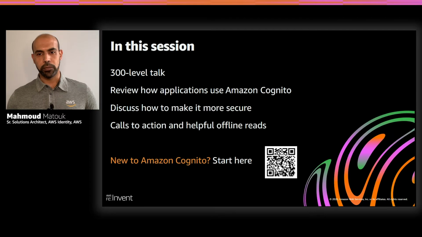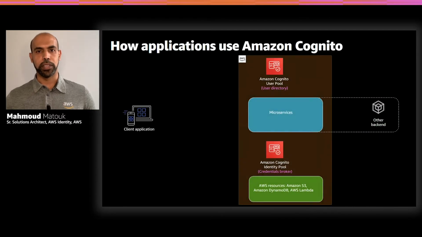All right, let's start by looking at how applications use Amazon Cognito. Let's say you have a web or mobile application that represents your business, and you have a set of back-end services. Could be microservices running on AWS behind API Gateway or custom APIs. Could be a back-end running outside of AWS on premises, or it could be a back-end that is represented by AWS resources. So think about S3 buckets, Lambda functions, DynamoDB tables, and you want the application client to be able to access these back-end services securely.